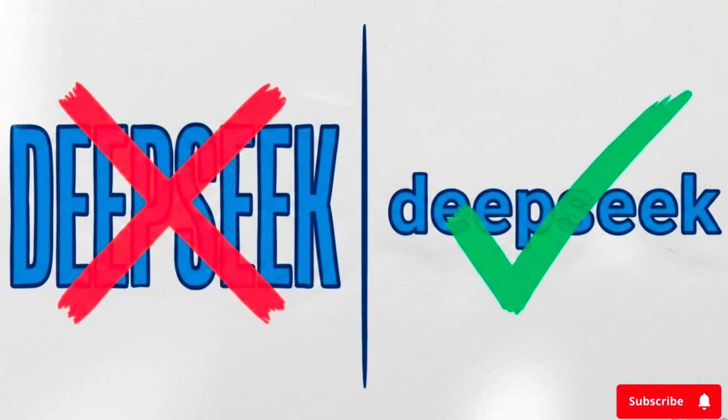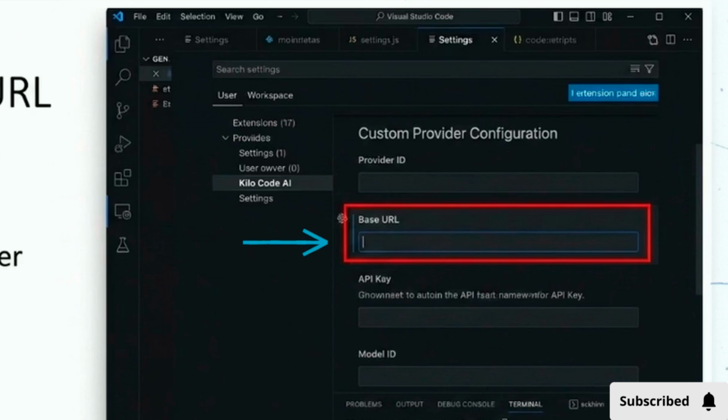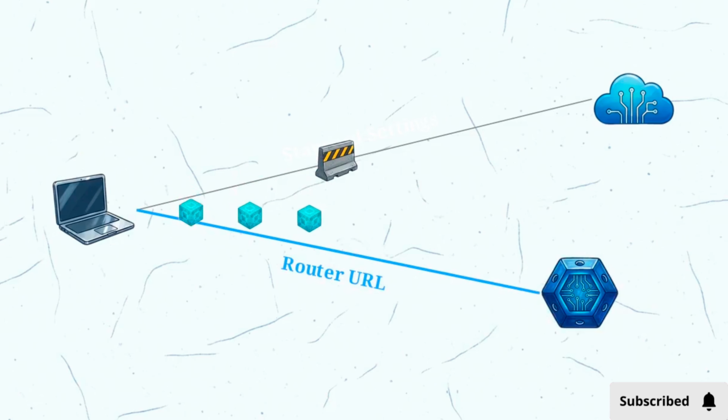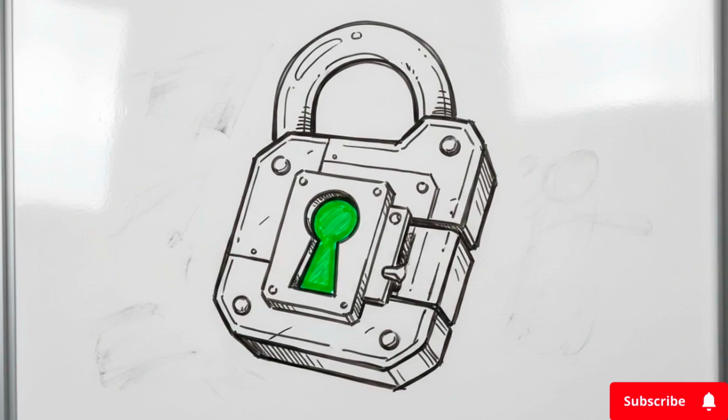For the provider ID, you must use all lowercase letters. If you use any uppercase characters here, the extension will fail to recognize the provider. In the base URL field, paste the token router address you copied earlier. Modifying this URL tells the extension to ignore its default settings and look to the router for all AI processing. The endpoint is now established, but the router requires a secure key to authenticate your individual data stream.